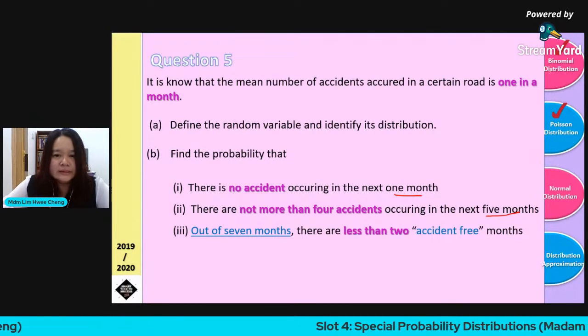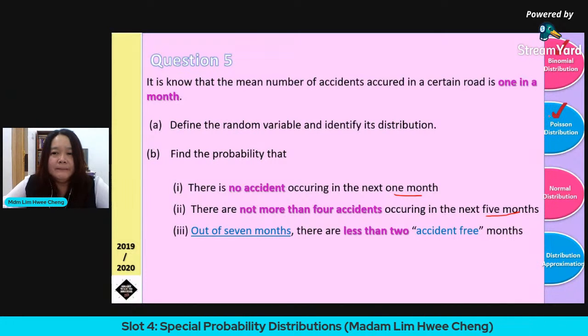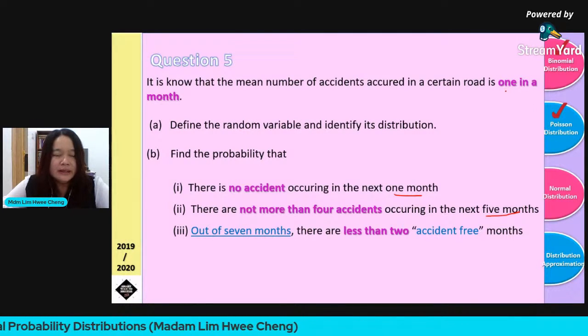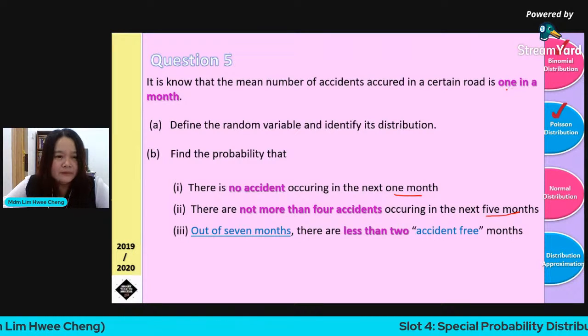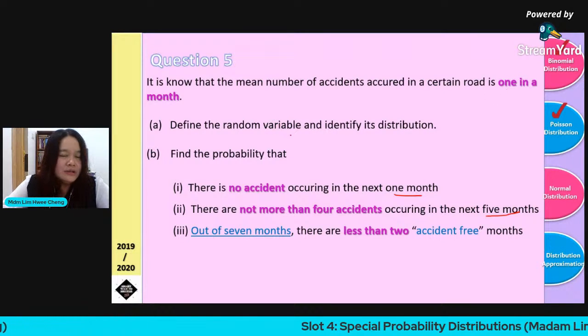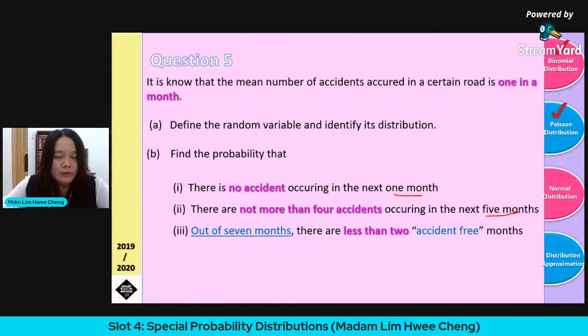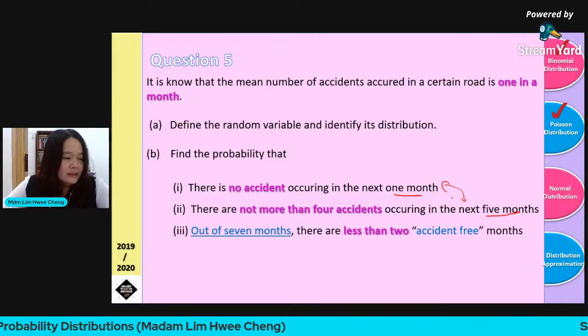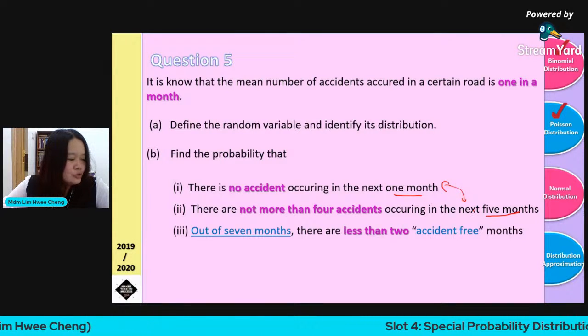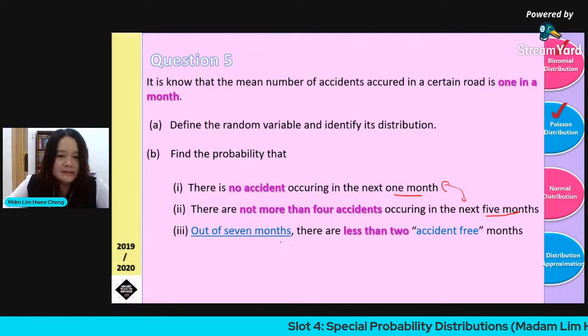So if you read the question, we basically know that at the beginning the question is a Poisson distribution. Dia berlaku satu dalam tempoh 1 month. So kita ada mean 1 dalam interval of 1 month here. Okay, they ask you to define the random variable. Then there is no accident in 1 month, 5 months. So nampak ke sini dia tukar the interval time from 1 month to 5 months. So take note that your lambda should be changed. And out of the 7 months.